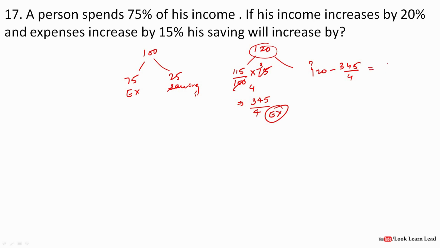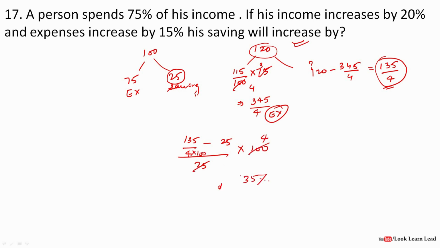So he'll get 135 by 4 as the savings. This is his final saving, and this is his initial saving. We have to find the increase in saving. So it would be 135 by 4 minus 25, divided by 25, into 100. So you can just solve it.